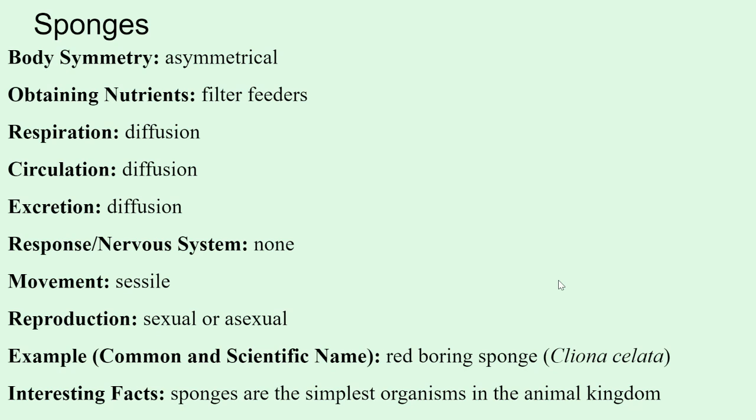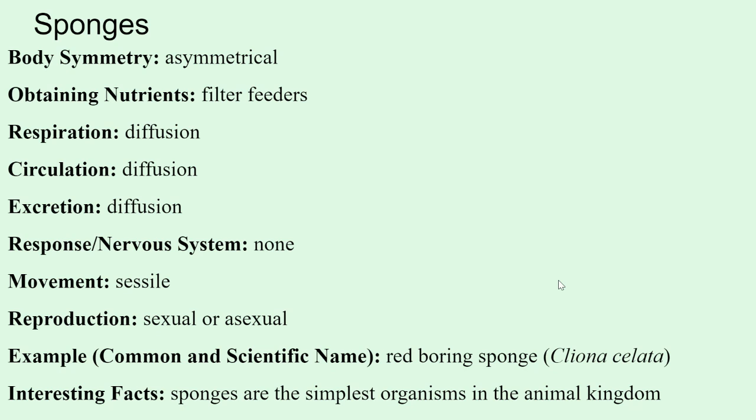And they can reproduce either sexually or asexually. If they're asexually reproducing, that just means some sponge breaks off from one sponge and grows in a new location. But if it's sexual, that's where the sponges actually release sperm and egg into the water, which meets up in the current of the water and helps them reproduce. An example is the red boring sponge, which is Cleona celata. That's the scientific name for it. Remember, those scientific names are based in Latin.